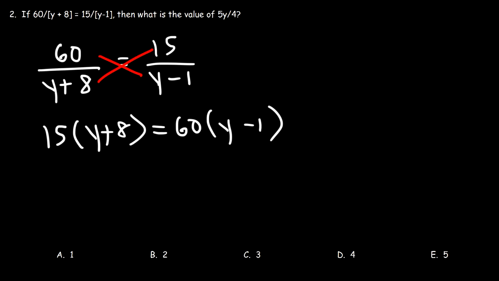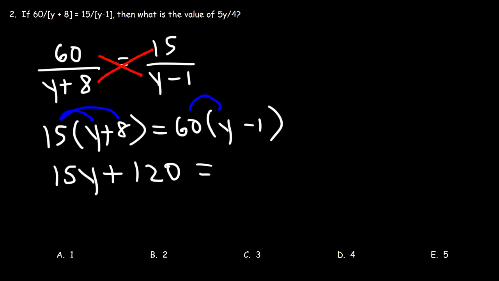Now what do you think we need to do next? Our next step is to distribute. So we got to multiply 15 by y, which is 15y, and then 15 times 8. So we can use a calculator. 15 times 8 is 120. By the way, if you want to do that in your head, multiply 10 by 8, which is 80, and then 5 times 8, that's 40. 80 plus 40 is 120. Now let's do the same thing for the right side. So we have 60 times y, and then 60 times negative 1, which is negative 60.